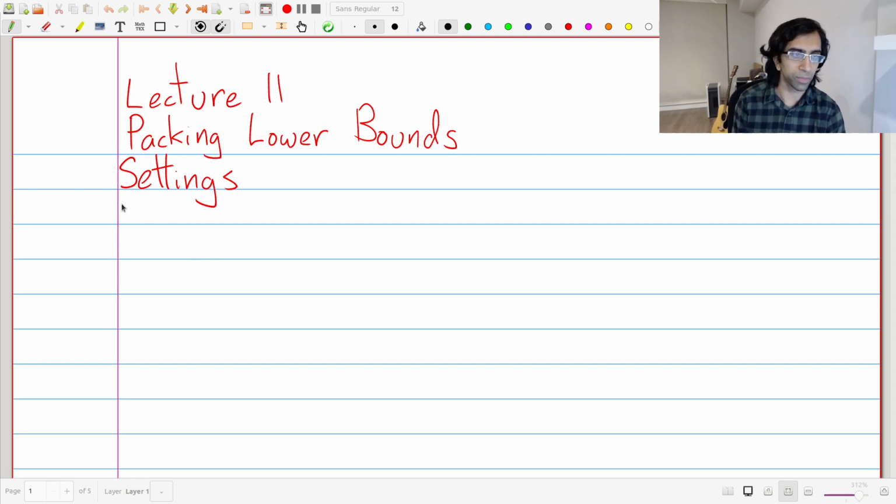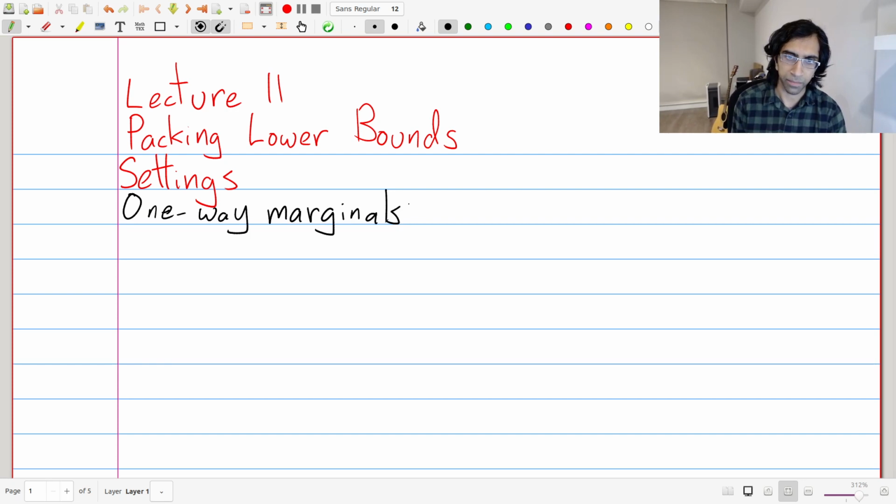So one setting we're going to consider is one-way marginals. I guess we've talked about this before, but maybe not with this terminology. In this case, we're working over the Boolean hypercube in d dimensions. That is, {0,1}^d is where our data lies. And we wish to answer the set of d queries of the following form.